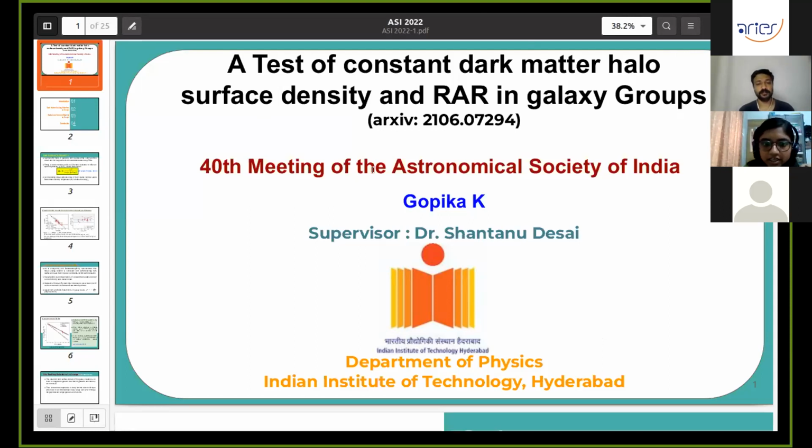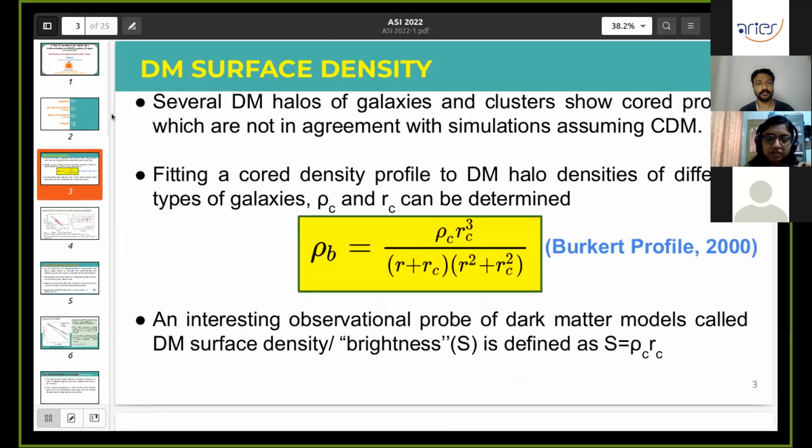I'm Gopika and I'm a PhD student from Indian Institute of Technology, Hyderabad. So here I shall be discussing my work, a test of constant dark matter halo surface density and radial acceleration relation in galaxy groups. Coming first, I shall be defining this quantity, the dark matter surface density.